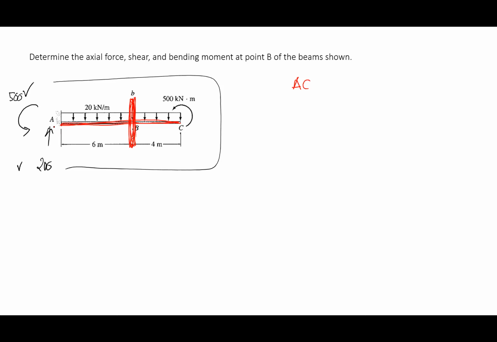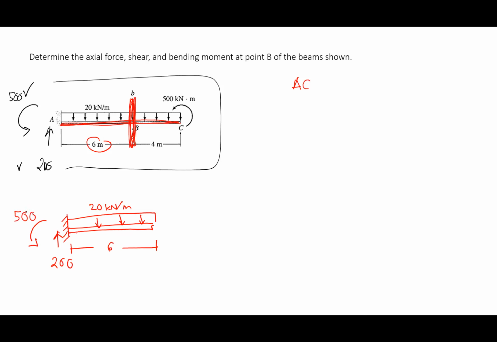So, first step is draw the FBD. Draw natin yung FBD. So, this is 20 kilonewton meter. And then we have here 6. Again, yung distance niya na mismo yung gagamitin. Then you have here 200. And then 500. Tapos kukunin natin yung shear tsaka moment.